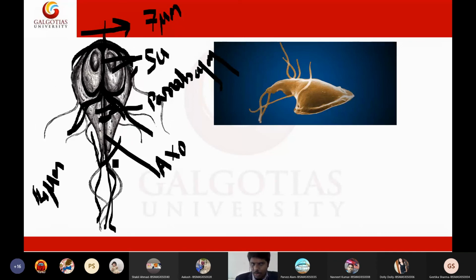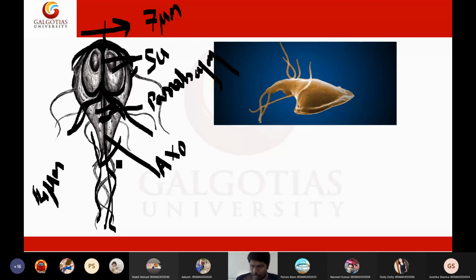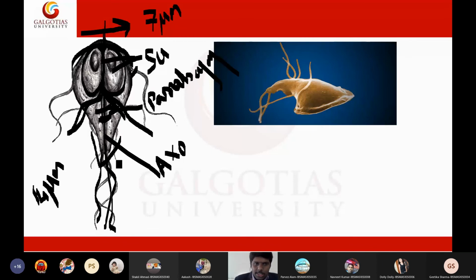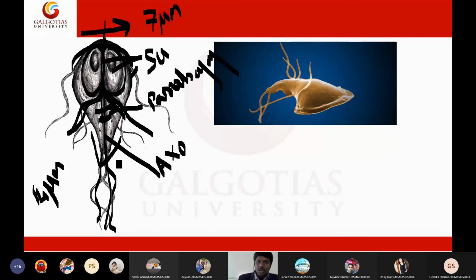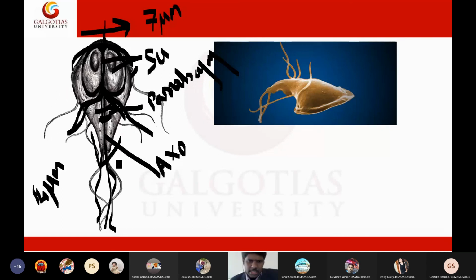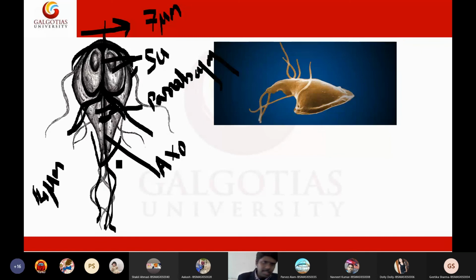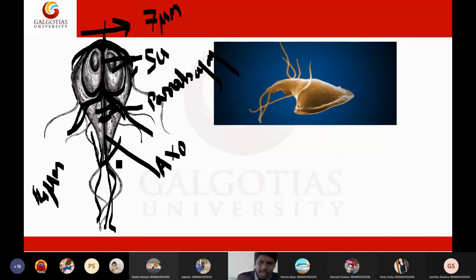So this is the overall morphology of Giardia lamblia. Always keep in mind that protozoan eggs are called cysts, whereas helminth eggs are called eggs only. If you want to tell the egg of a protozoan, you need to call it a cyst. Cyst means the dormant phase, whereas the vegetative form is called the trophozoite. The normal vegetative form is called the trophozoite. It can be Entamoeba histolytica, Leishmania species, or any protozoan.